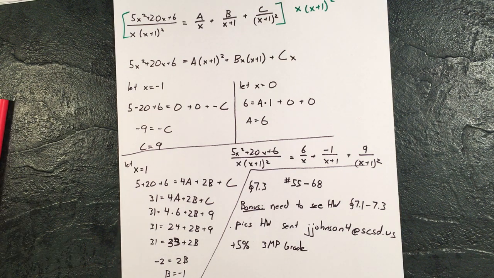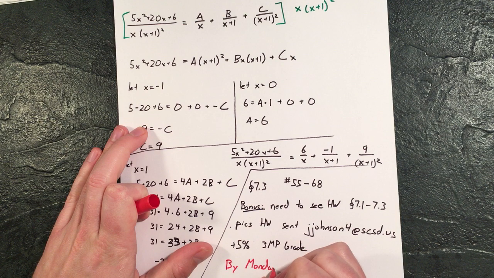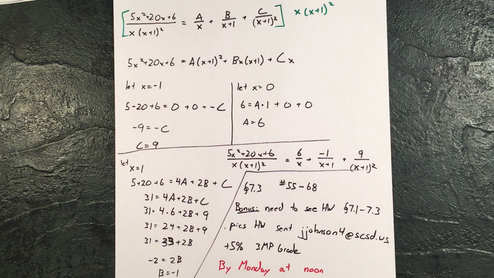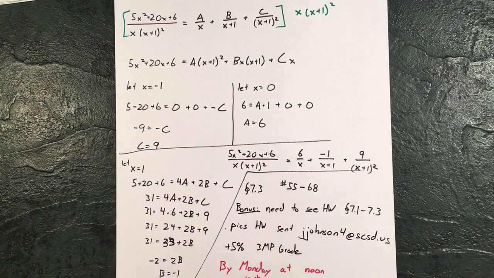And let's set a due date on this, that I need this by Monday at noon. I don't know what Monday's date is, though. So whatever Monday is, let's see, we're at the 8th, 9, 10, 11, 12. So that's Monday the 13th at noon if you're looking to get those bonus points.